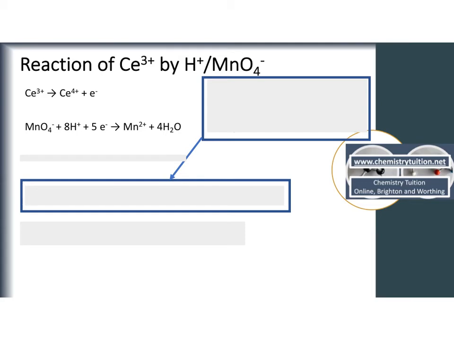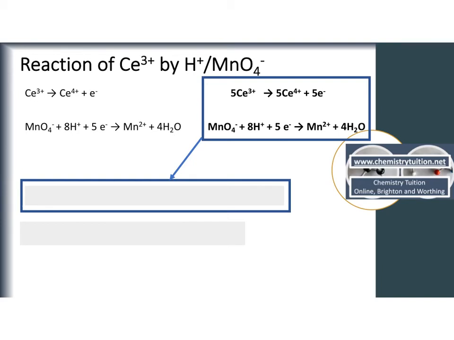So the first thing we need to think about is, do I have the same number of electrons in both? And you'll see in the top example I've only got 1 electron being produced, but the second one needs 5 electrons for that to work. So I need to times that top equation by 5 to give me that equation.